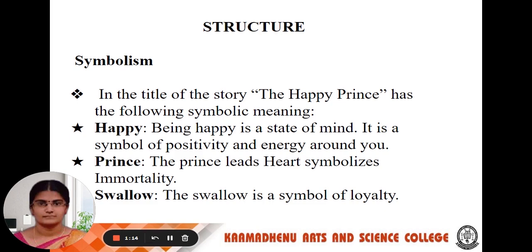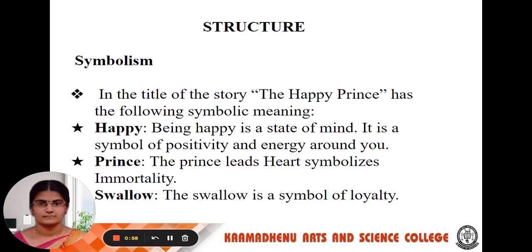Prince. The prince's heart symbolizes immortality. So the prince's heart is immortal. Immortal means it does not have death. It always lives in the world.